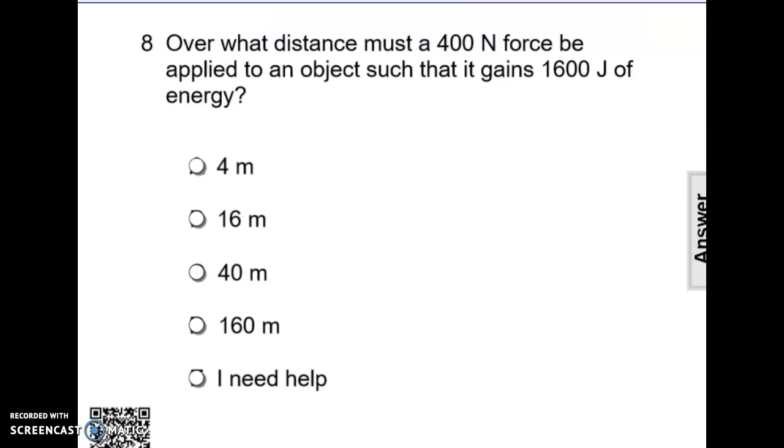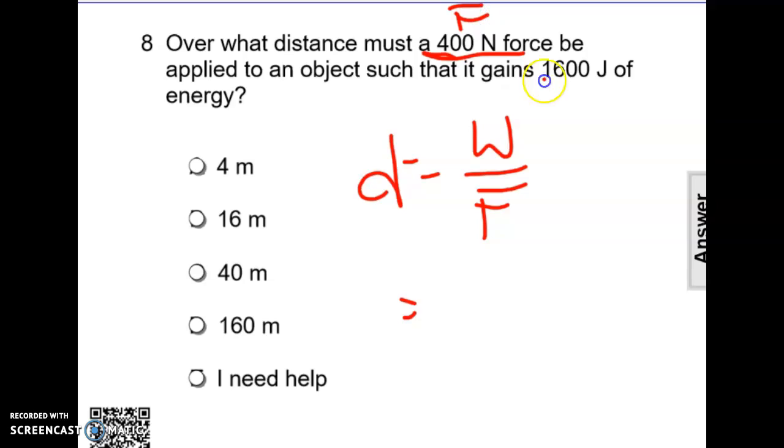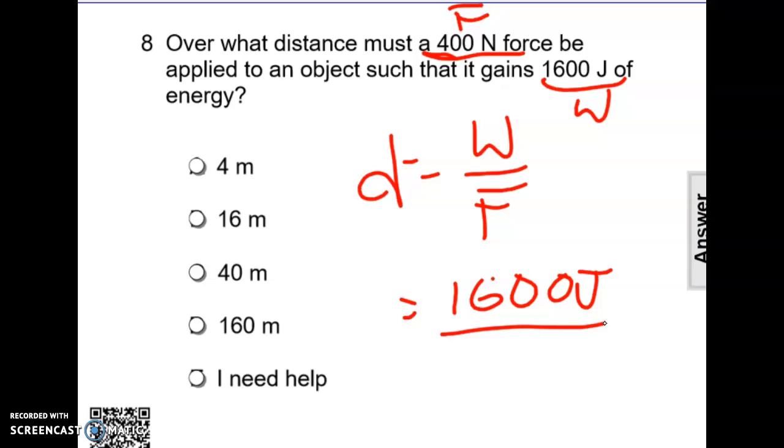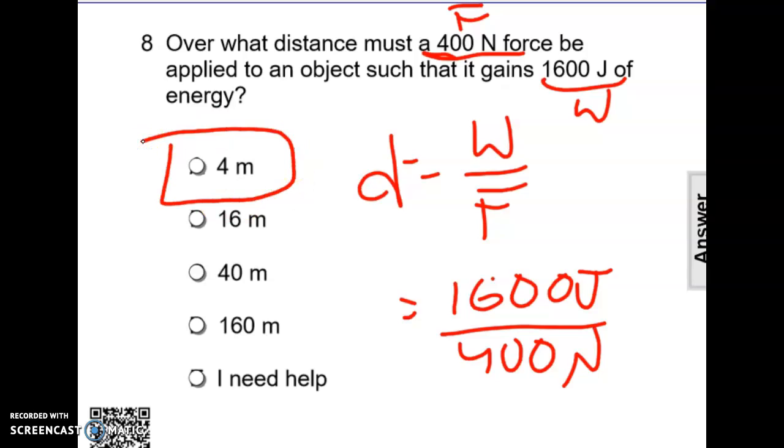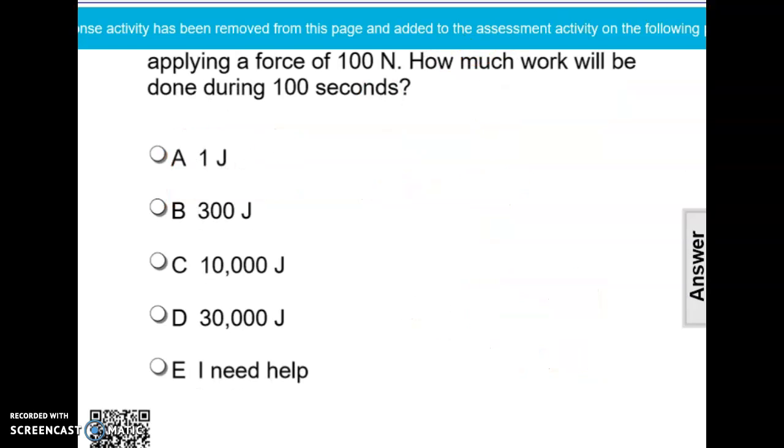What distance must we go? Okay, so if work equals force times distance, distance is equal to work over force. So we have this much force, use this much energy, which is the work right there, so we can calculate the distance. It'll be 1,600 joules over 400 newtons. That gives me an answer of 4, and the unit for distance will be meters. All right, let's keep going here.